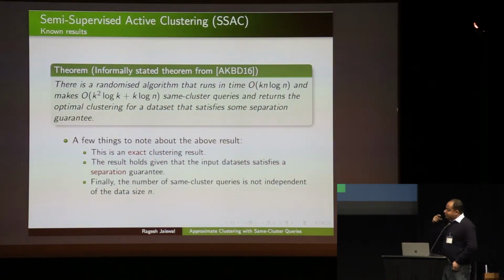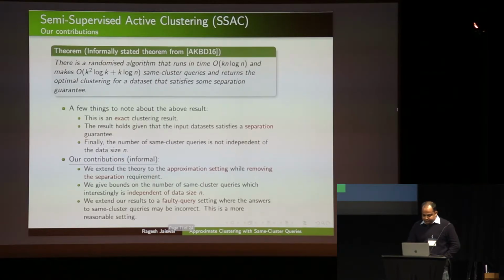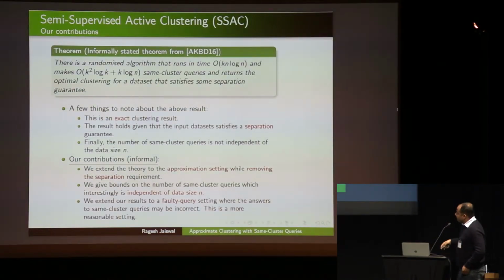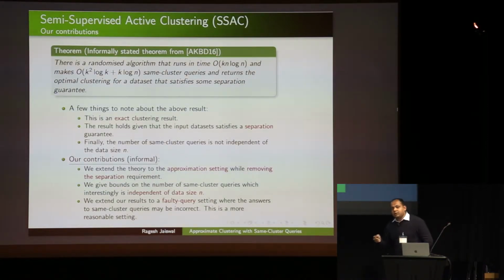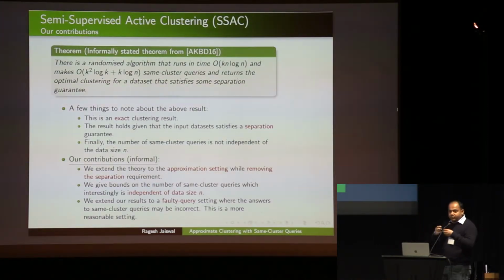Okay, so now since we extend their theory, this framework, to the approximate setting, I can just give our contributions by comparing them against theirs. So here are our contributions, informally. First of all, we extend the theory to the approximation setting while removing the separation requirement, right? So our results will not require the separation guarantee. Now the second contribution is that we give bounds on the number of same cluster queries, which interestingly is independent of the data size n. Okay, so if you're allowed to output 1 plus epsilon approximate solutions, then the number of queries that you'll require to make is independent of the data size.